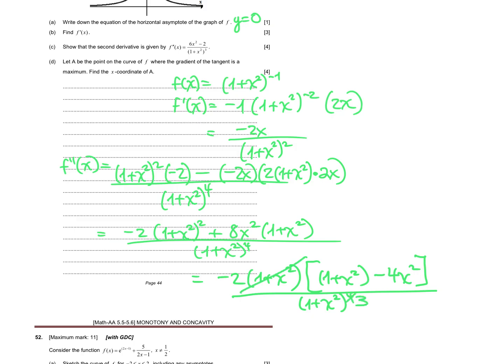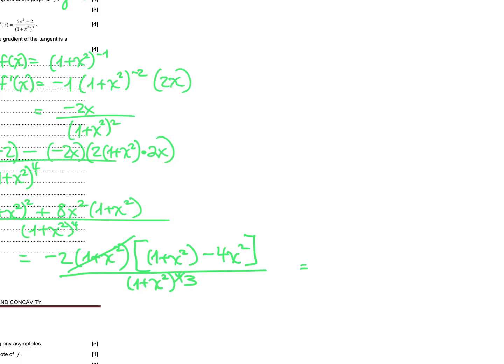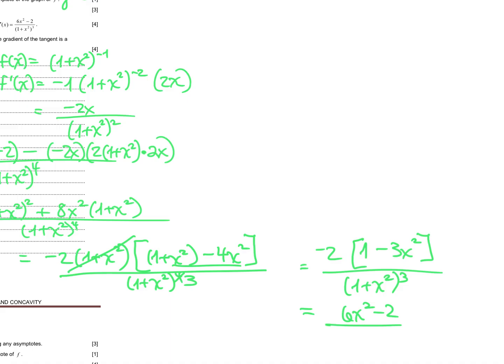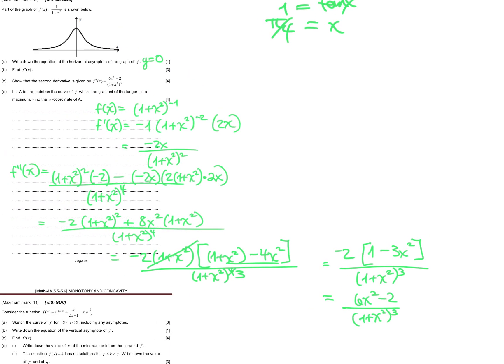This and this. We're going to have a negative 2 on the outside. And then on the inside, 1 minus 3x squared. When you get those together, over 1 plus x squared to the 3rd. So that's going to be 6x squared minus 2 over 1 plus x squared to the 3rd. And that's what they wanted.